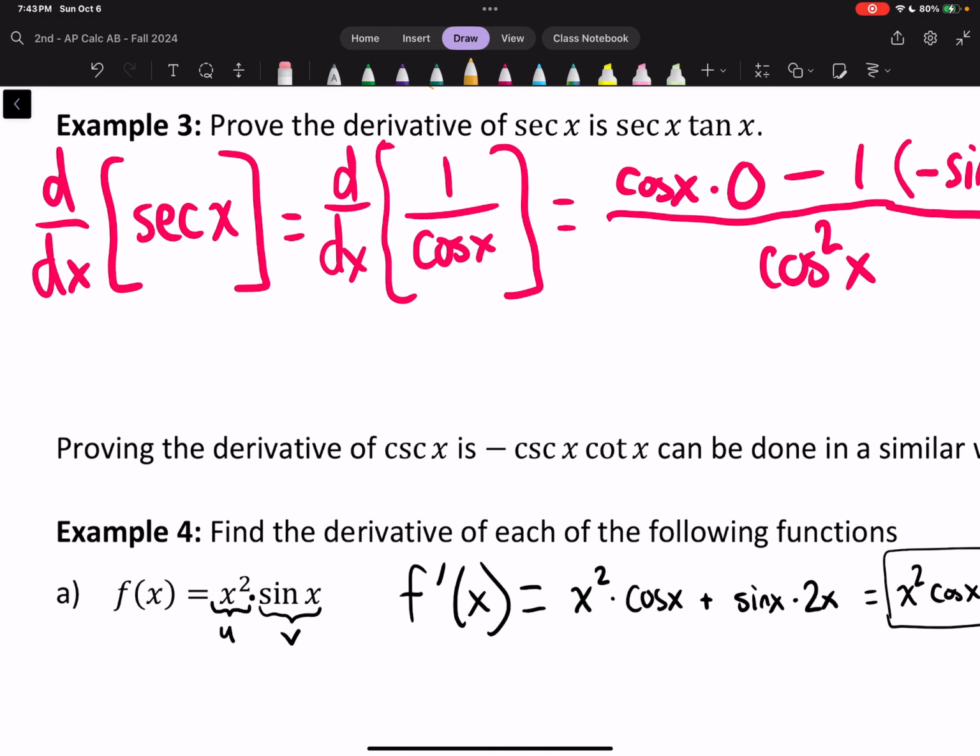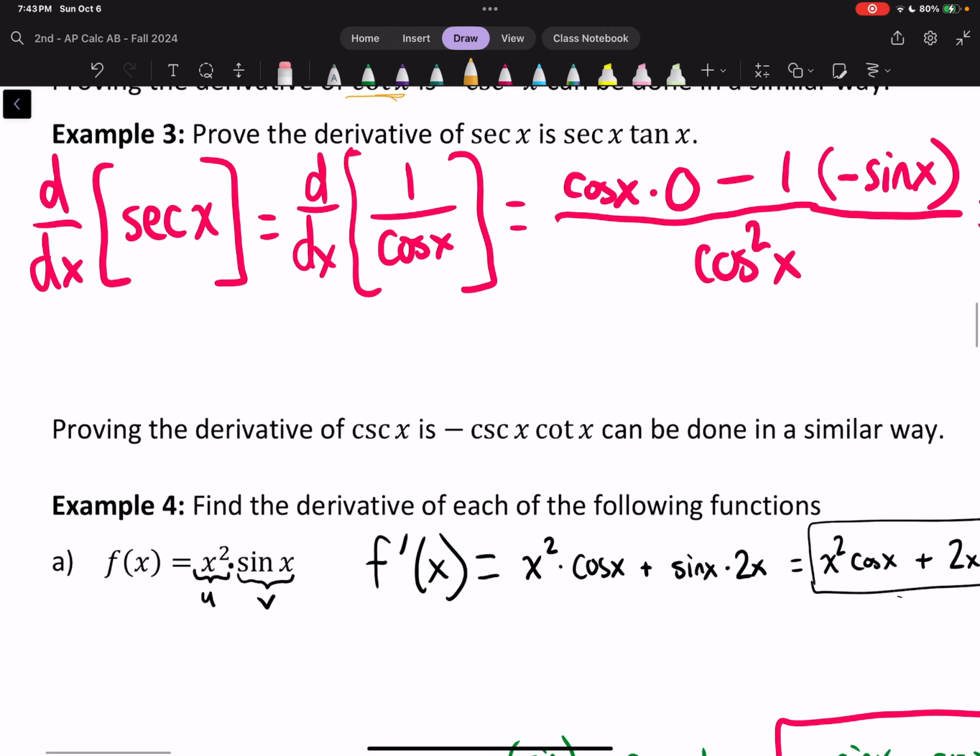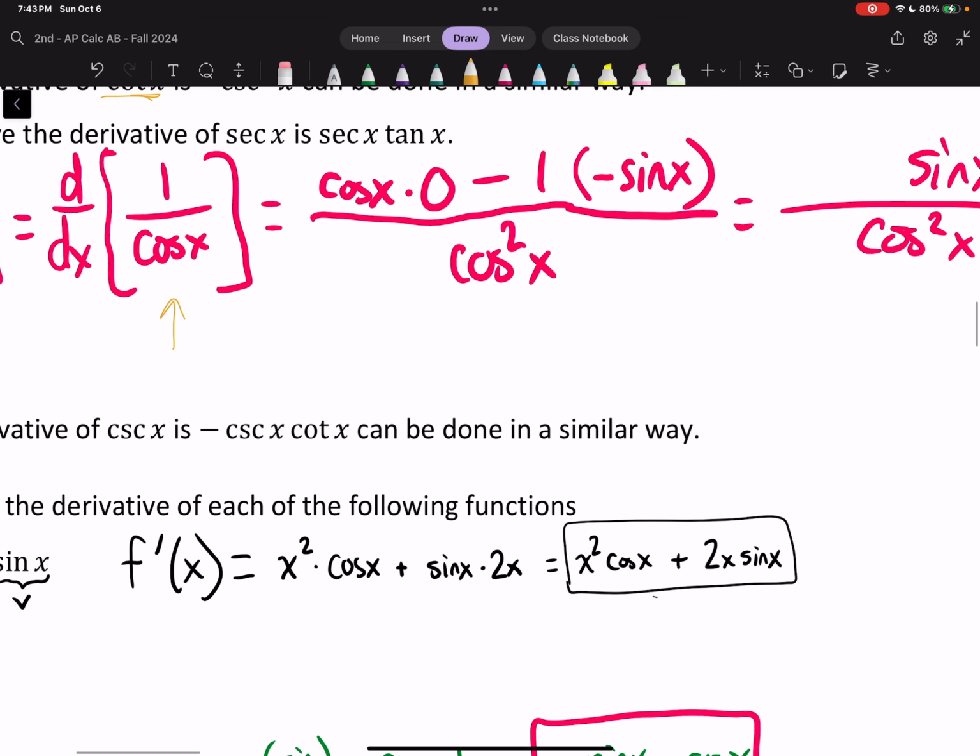Okay, example 3, derivative of secant of x. Let's do this in a similar way. Again, this is a proof. Going forward, you can use a shortcut. This is showing that it works. Secant of x is the same thing as 1 over cosine of x. Using that reciprocal rule, we've created a quotient with a cosine. We know the derivative of cosine is the opposite of sine. So now let's use that quotient rule for a derivative. So low d high minus high d low all over low squared.